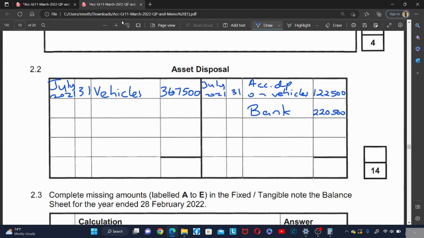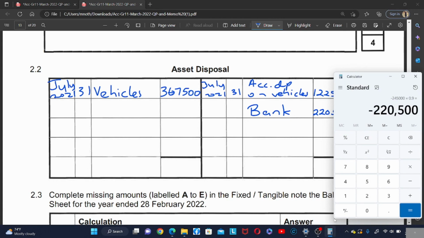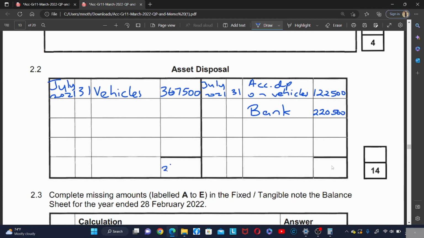Then once we are here, we need to check which side is bigger. Which side is bigger? The side that is bigger is the debit side. It is 367,500. So this means that here we made a loss.